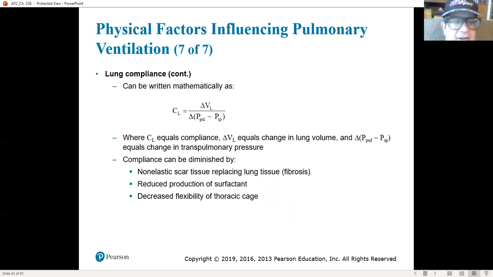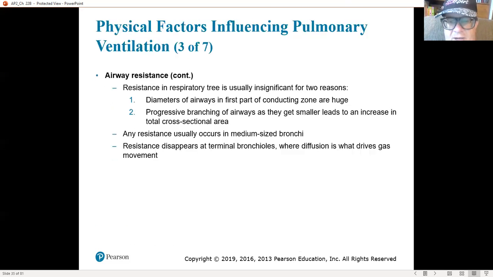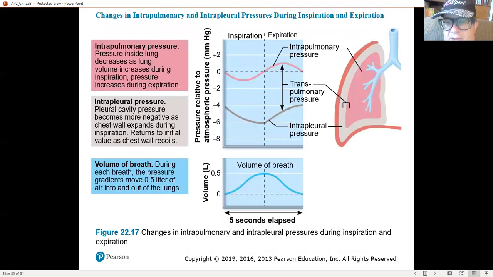All right, so here is math. Oh my God, but it's not bad math if you think about it. Lung compliance, that's CL, compliance of the lung, is change in lung volume divided by change in the difference in pressure between the pulmonary pressure and the interpleural pressure. So transpulmonary pressure, I believe, was the term. Let's double check before I say it wrong.